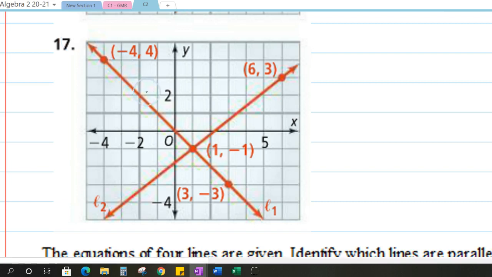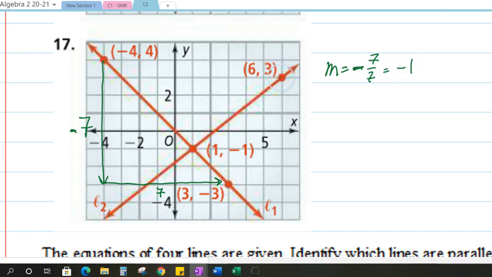Let's try another one. My first line going from left to right is negative, so I know m is equal to a negative because it's going down. If I'm starting up here at -4, 4, and I'm coming down here to 3, -3, I've gone down 7, and I've run 7. So my slope is -7 over 7, which is simply -1.